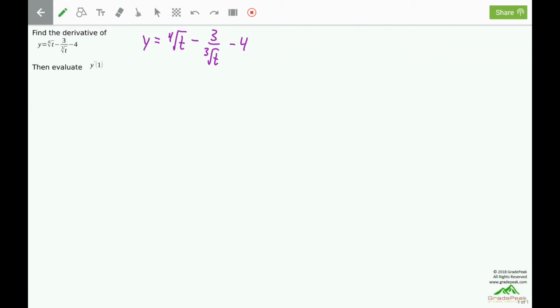Since we have roots, we're going to want to rewrite those terms as fractional exponents. The first term is the fourth root of t to the first power. That means t to the first power, but then fourth root means a denominator of 4. The second term has a 3 over t to the first power and then cubed root. T to the first power and then cubed root means 1 over 3 for its exponent. And then we have a minus 4.